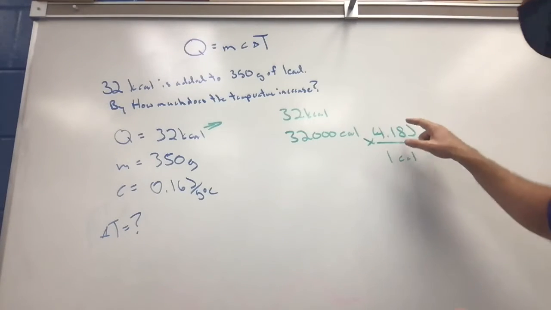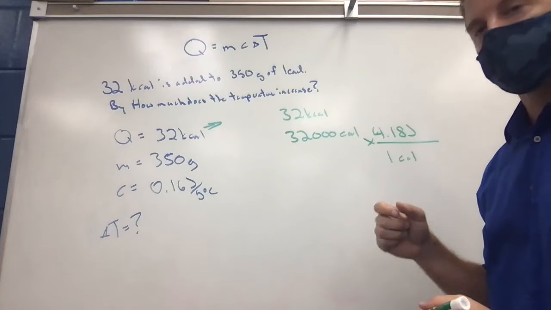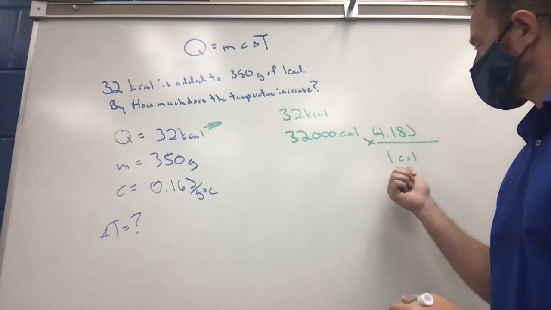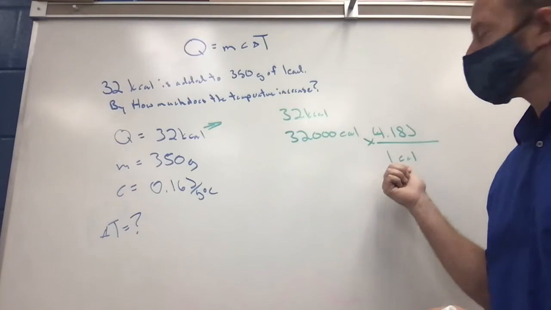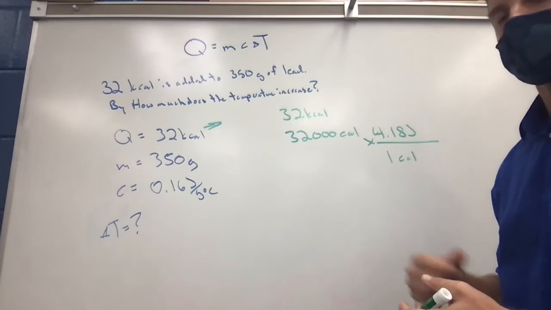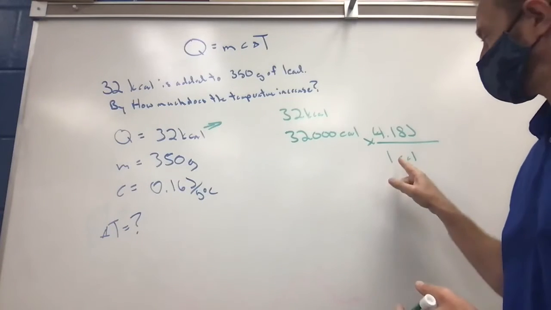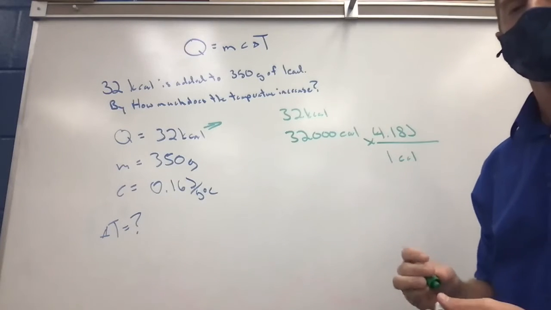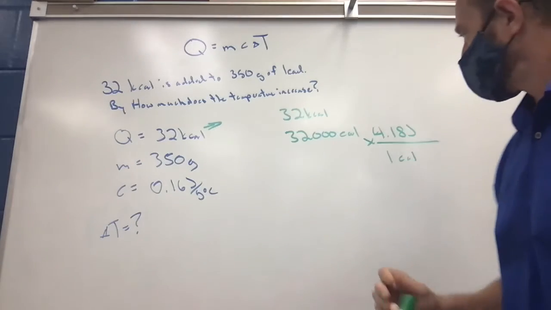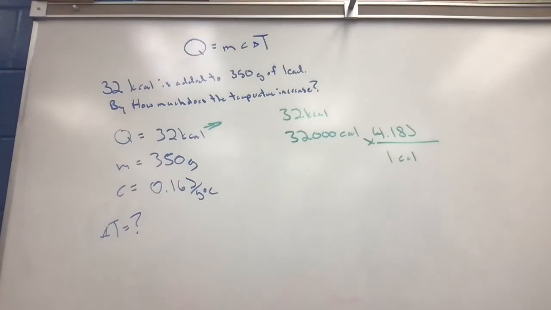It's not an accident that that's the same as the specific heat of water. Metric, calories, is based on water. Joules is based on motion. So because calories is based on water, they defined 1 calorie as the specific heat of water, right? So we just do that, 32,000.